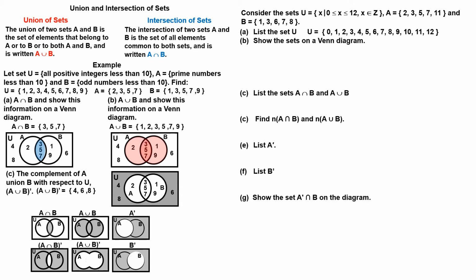Now we start drawing the rectangle, and inside the rectangle we draw the circles representing the sets A and B. We notice that 3 and 7 are in both A and B, so the circles representing A and B must overlap. We place 3 and 7 in the overlap, then fill in the rest of A, then fill in the rest of B. The remaining elements of the universal set go outside the two circles.